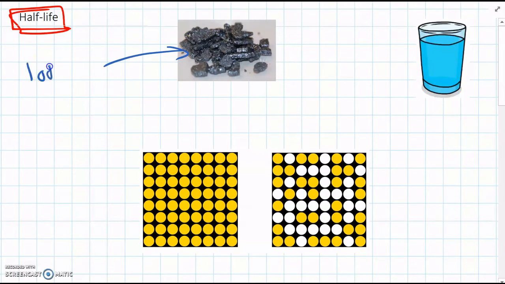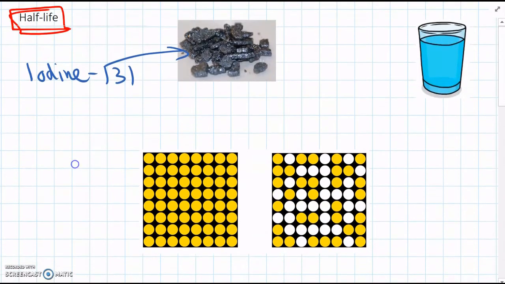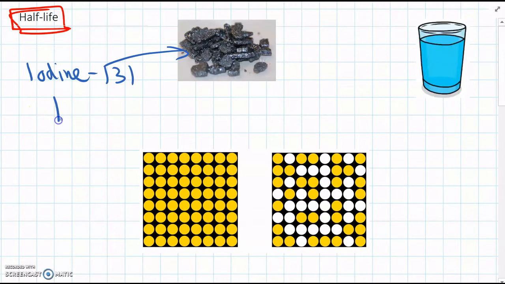This one is iodine, which is number 53 on the periodic table. So it has 53 protons. And this particular isotope of iodine is called iodine 131. So it has a mass number, we know, of 131. And let's draw the atomic symbol, number 53 and 131.